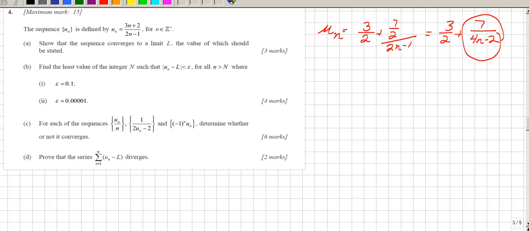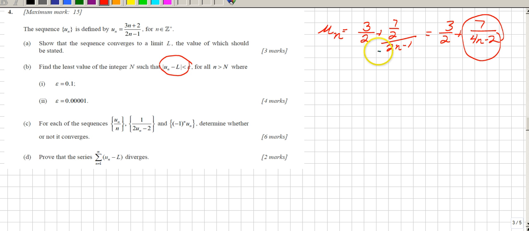All right, option 4B, the toughest one of the group. Now, this is tough only because it's hard to understand what all these symbols mean, but let me try to explain. U sub n minus L. U sub n is the term. L is the limit. Remember, the limit is equal to 3/2.